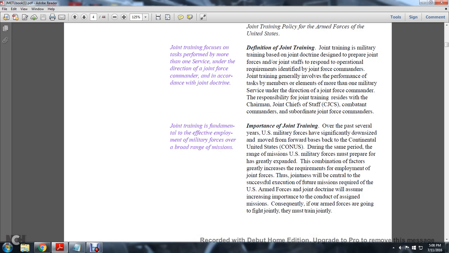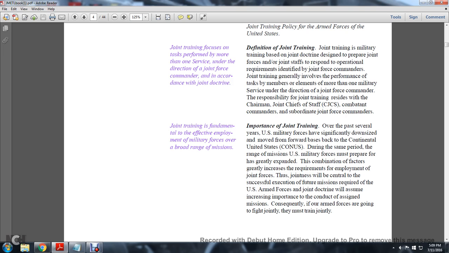All right. Importance of joint training. Joint training is fundamental to effective employment of military forces over a broad range of missions. Over the past several years, the U.S. military services have significantly downsized and moved forward bases back to the continental United States, or CONUS. During the same period, the range of missions the U.S. military forces must prepare for has greatly expanded.